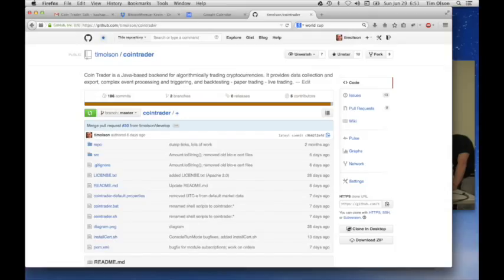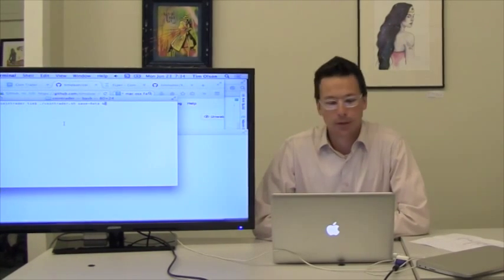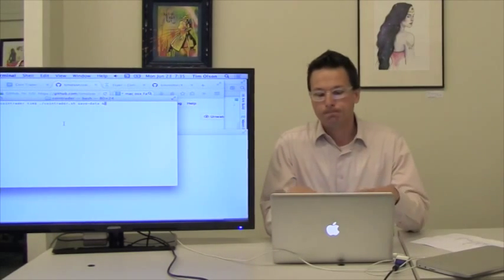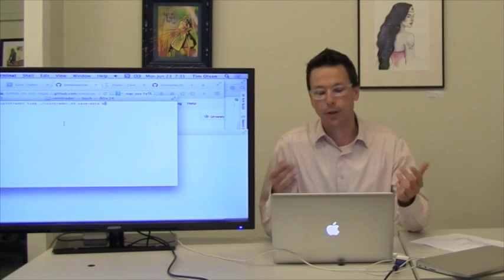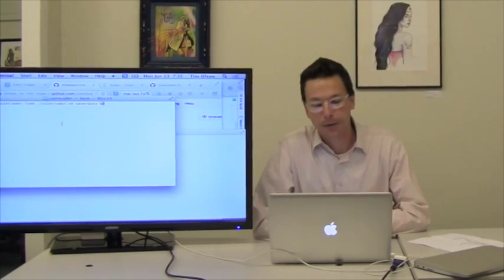Okay, so let's jump right into it. Let's show you some action. There's a couple different run modes. To build CoinTrader, you need Java. That's about it. Maven is the build tool. If you just git clone the project, run Maven, you're good to go. You need MySQL or any other database, JDBC adapter.